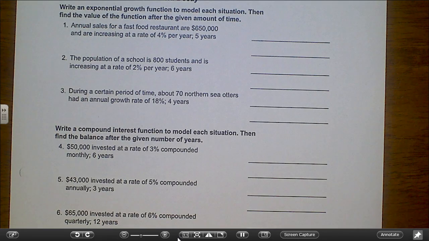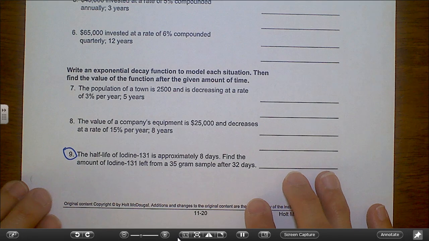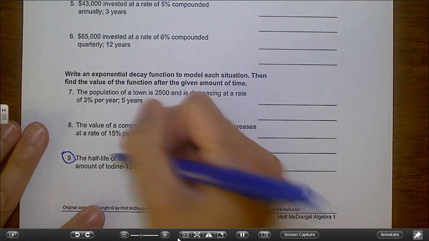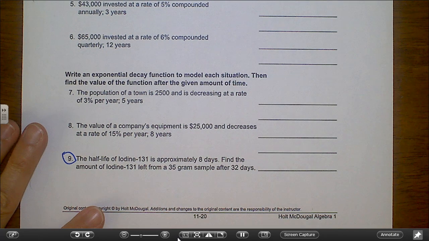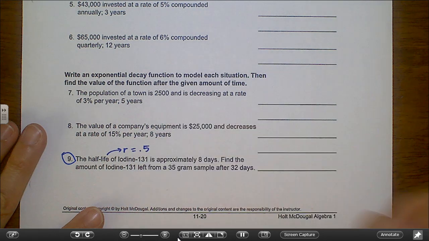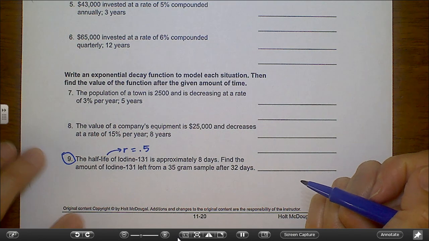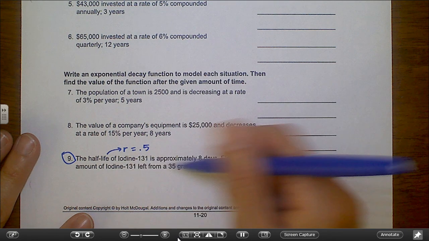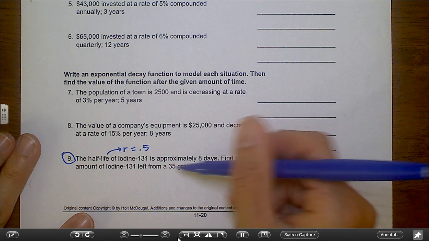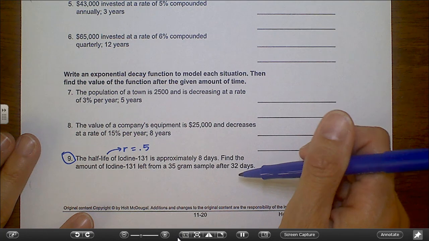All right. This is your optional assignment, practice B 11.3. A lot of this is what we literally just did, right? But there is one that I want to show you, and it's number 9, because we didn't talk about half-life. Half-life is something you see in science a lot. A half-life means the amount of time that it takes to become half of what it was, right? So in the half-life, your R is 0.5. Okay, so it says the half-life of iodine 131 is approximately 8 days. Find the amount of iodine left from a 35-gram sample after 32 days.